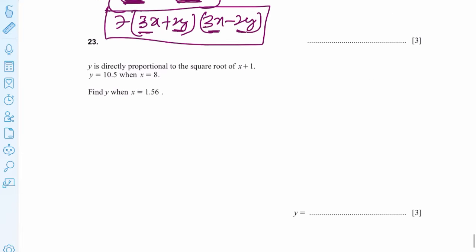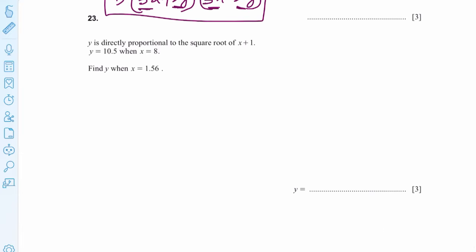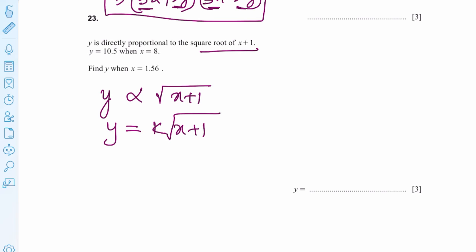Okay, question number 23. Y is directly proportional to the square root of x plus 1. That means y is directly proportional to the square root of x plus 1, like this. And we know that if I try to remove this sign of proportionality, I'll multiply one constant k like this, right? Now how to find the value of k here? So y is given 10.5, x is given 8. So put y equals 10.5 and k times the square root of 8 plus 1.